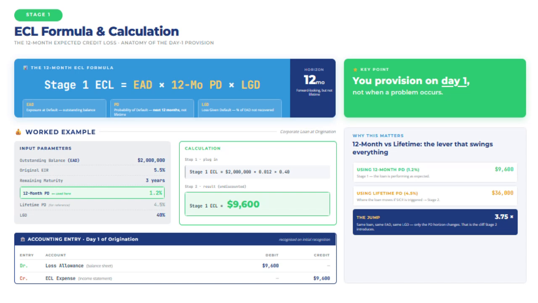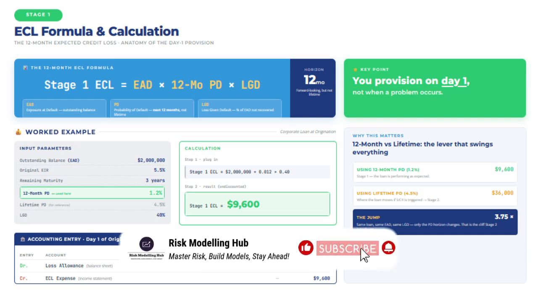Stage 1 ECL equals the 3 components multiplied together. EAD times the 12-month PD times the LGD. And let me break this down. EAD is your exposure at default, the outstanding balance that you have at risk. 12-month PD is the probability of default over the next 12 months, expressed as a percentage. LGD is the loss given default. So what percentage of that exposure you lose if the borrower defaults.